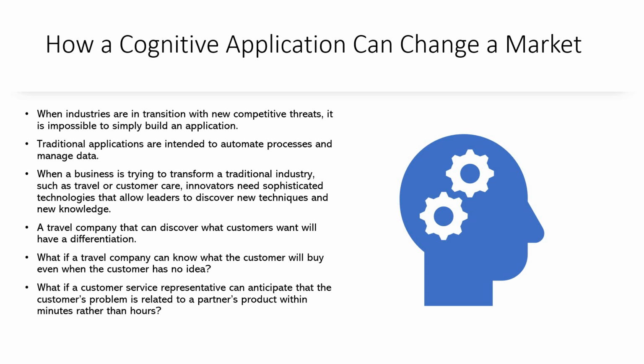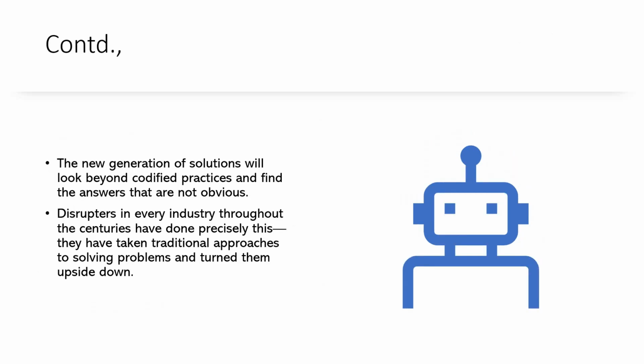A travel company can discover what customers want. For example, what if a travel company can know what the customer will buy even if the customer has no idea? And what if a customer service representative can anticipate that the customer's problem is related to a partner's product within minutes rather than hours? These kinds of insights can really help you survive in the market, leading to growth. In the competitive environment, you can use cognitive computing to understand things better, which can help you meet the customers and thereby stay in the market with much more superior benefits.